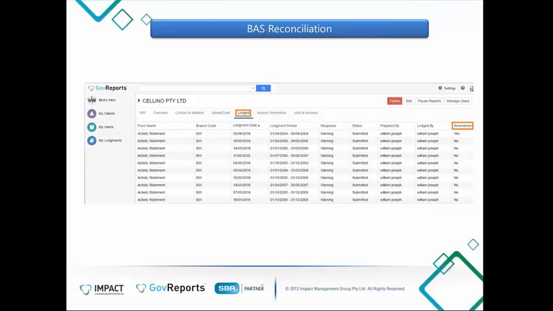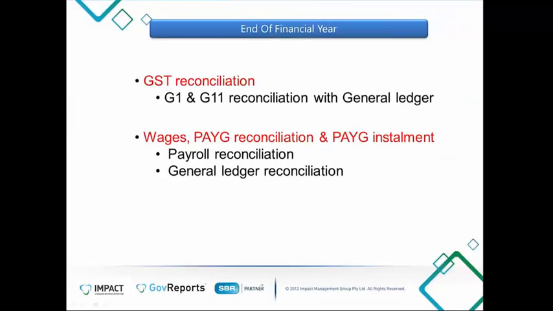With GovReports, once you've done the lodgements, it will give you the list of all your lodgements in one page, whether it's for all your clients or individually for your clients. So at the end of financial year, like it is now, you can do the BAS reconciliations easily by looking at all the activity statements that you have lodged for the financial year, and collect the GST reconciliation, the G1, the G11, the wages, the PAYG reconciliation. Just simply go into each one of them.